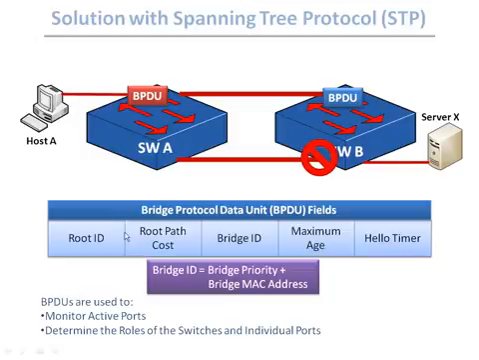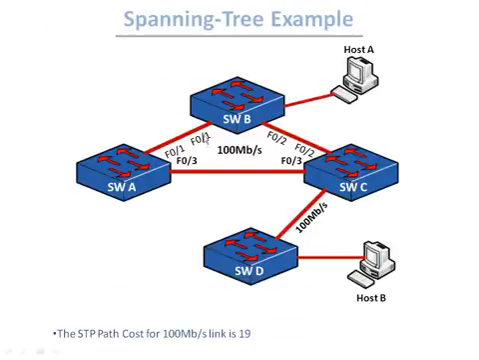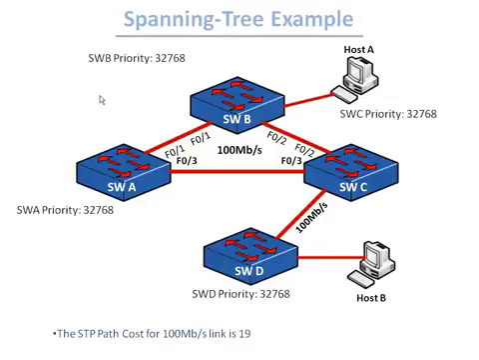But okay, let's now see an example of configuring spanning tree in a better way. Now imagine this is some sort of topology, and imagine that for every single switch this is their priority.